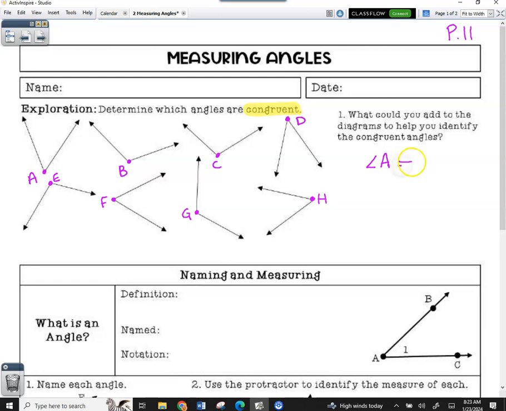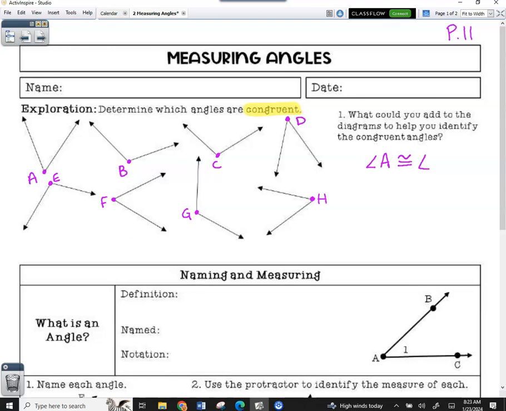So you would write angle A, and then here's the congruent symbol. It's like an equal sign, and then it has what's called a tilde above it. Have you ever seen that before? Have you seen it in Algebra 1? Yes? Then you would tell me what angle it looks like it's congruent to. So this has no numbers involved. This is just looking and comparing.